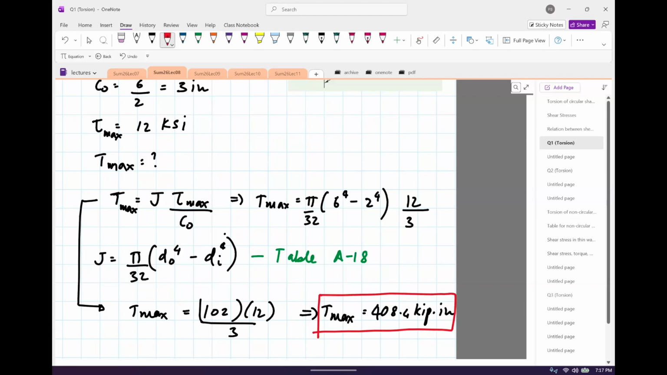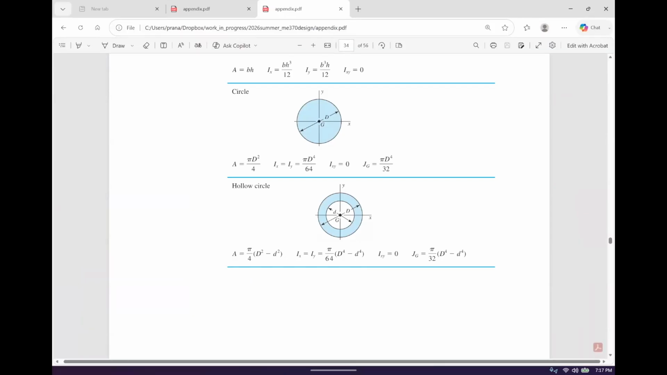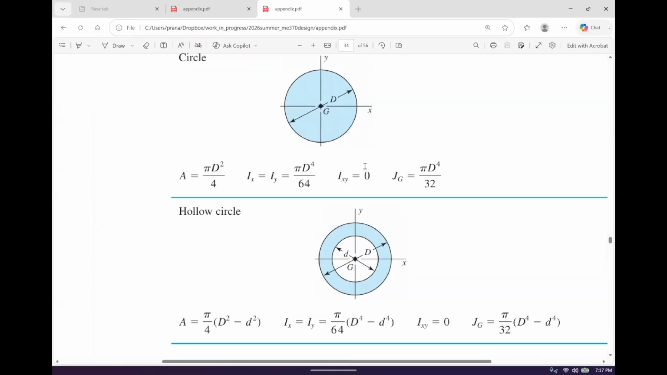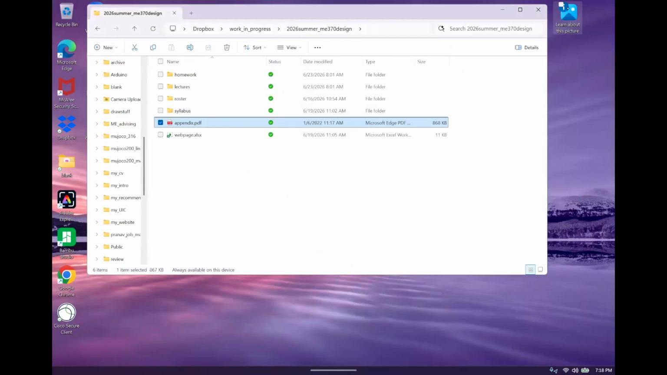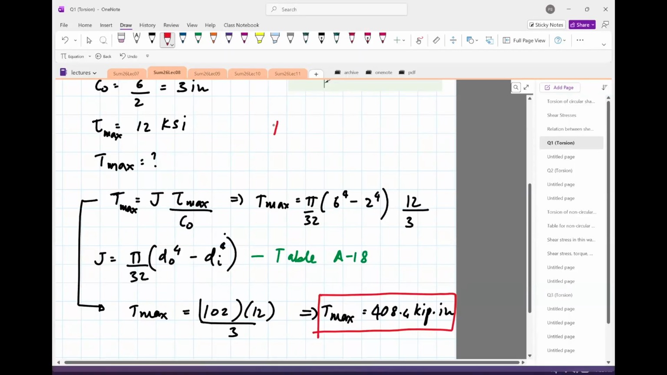Questions? Should be 4 right instead of 2. 4 instead of 2. Did I make a mistake there? Let's see. Yeah, it's raised to 4, not 2. Pi d raised to 4.